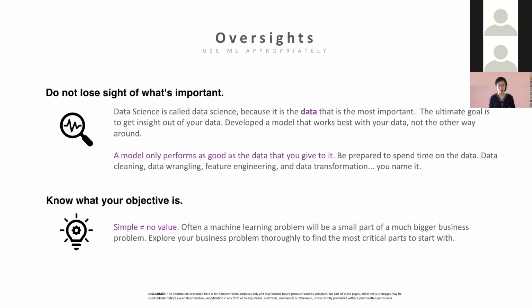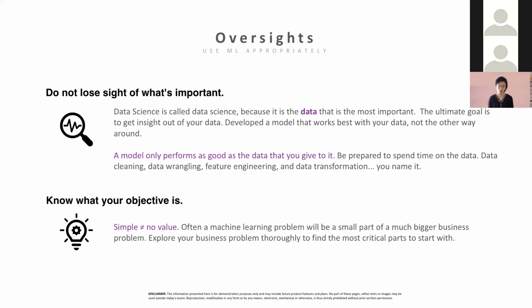The second big lesson that we've learned is that you want to know what your objective is. What I mean is that when you come into a big business problem, it's generally very grand. You're trying to optimize something. But very often, where machine learning comes in, especially when you're just getting started, is to target a small but critical part of this big business problem. Then you can see where the most value is.